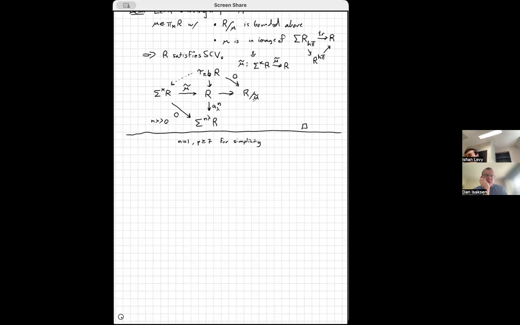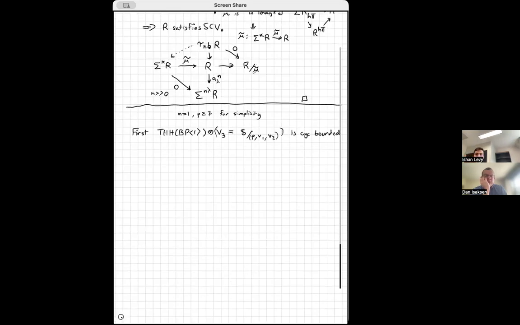So let's first try to understand the following thing. If you look at THH of BP1 and you tensor with a type 3 complex, in this case, I want to take our type 3 complex to just be the sphere mod p, v1, and v2, okay? So the Smith-Toda complex. So let's try to see why this is cyclotomically bounded. So bounded in the category of cyclotomic spectra. So we want to prove this canonical vanishing and this Segal conjecture.